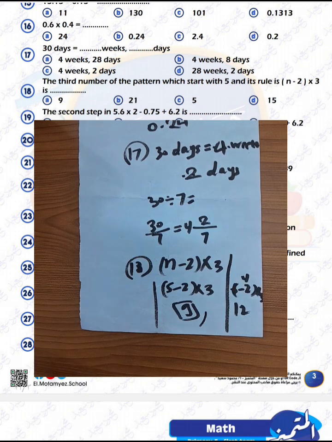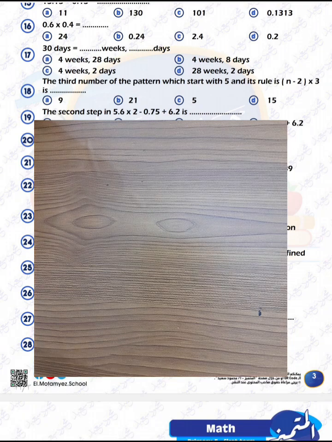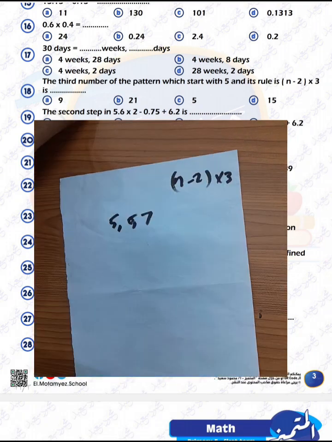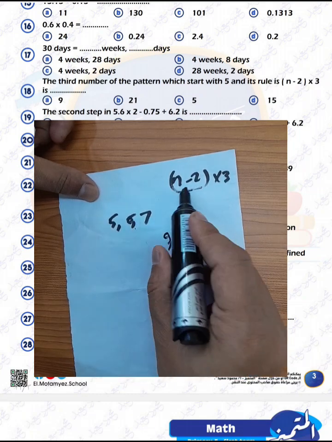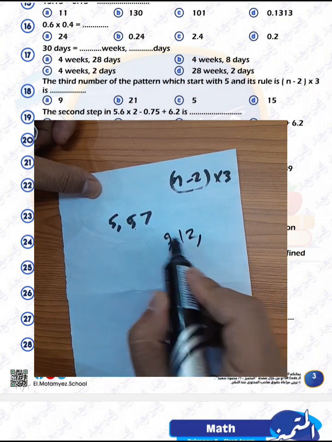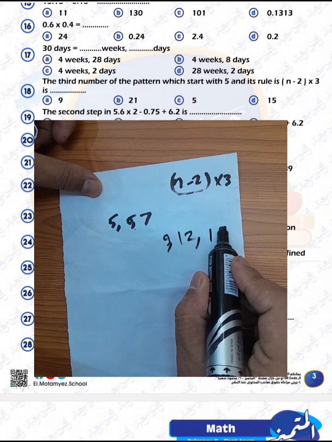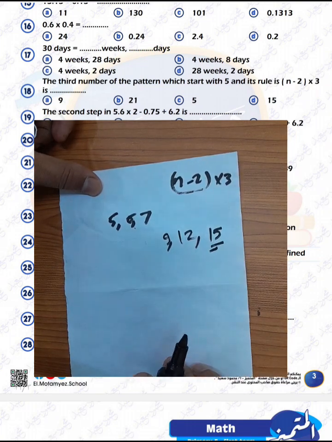The third number of the pattern which starts with 5 and its rule n minus 2 times 3. It will be what here? We can find the result. 5 here, 5 minus 2, 3, 3 times 3, 9. Put 6, 6 minus 2, 4, 4 times 3, 12. 7 minus 2, 5, 5 times 3 equals 15. This is the result.